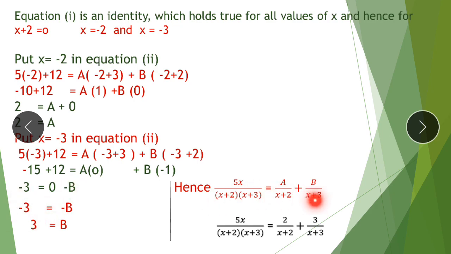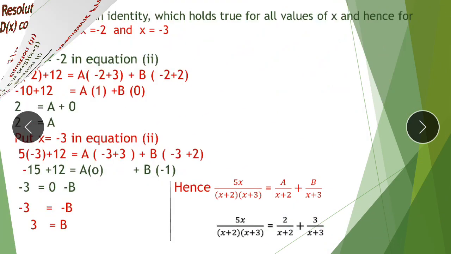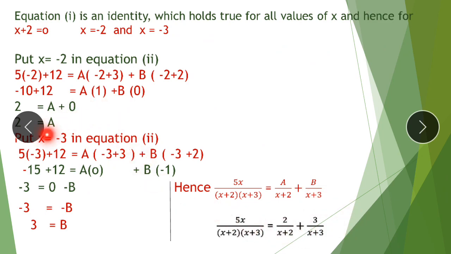So here we can prove that by applying this method we can bring out this partial fraction. You can see here 2 divided by x plus 2 and 3 divided by x plus 3, and we have found the same values: a is equal to 2 and b is equal to 3. So by following this method we can find the partial fractions.